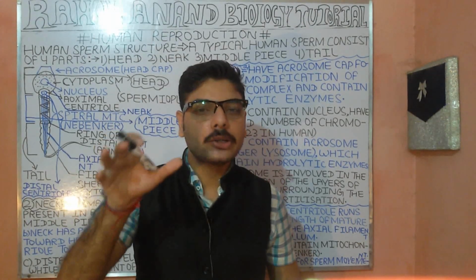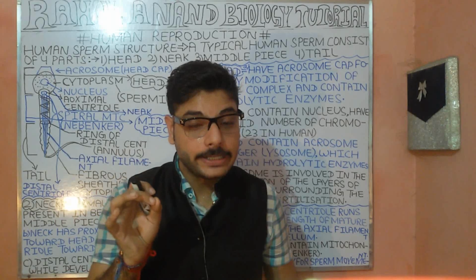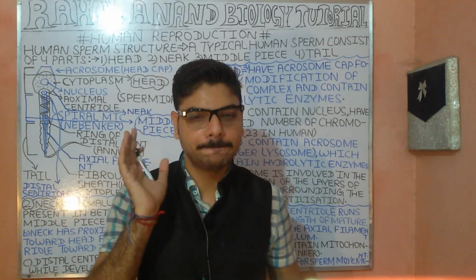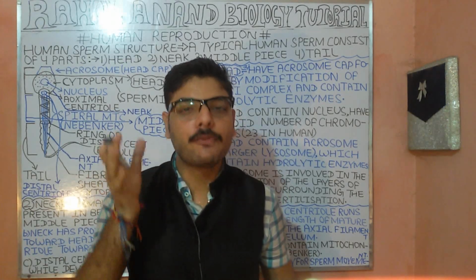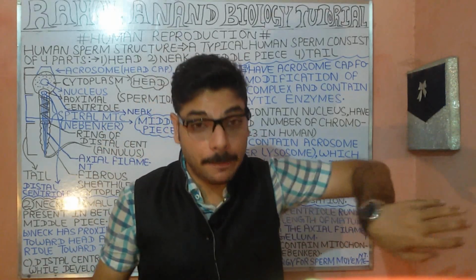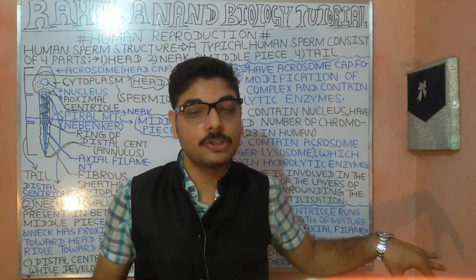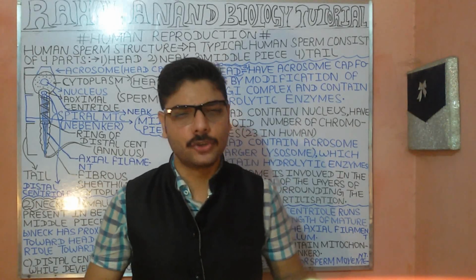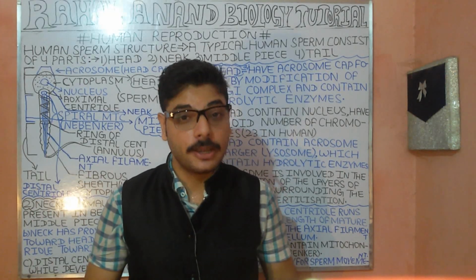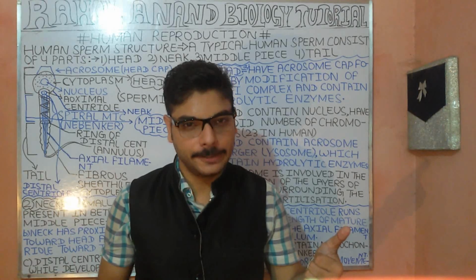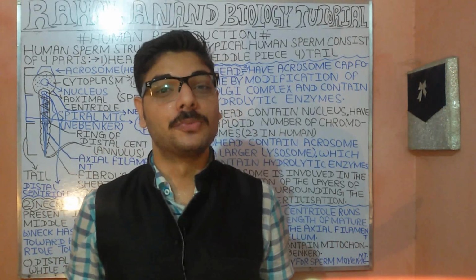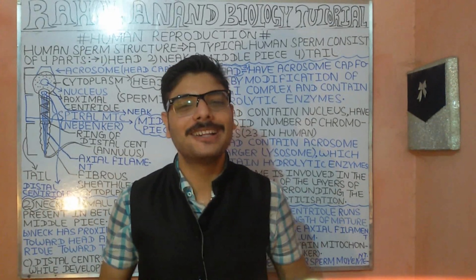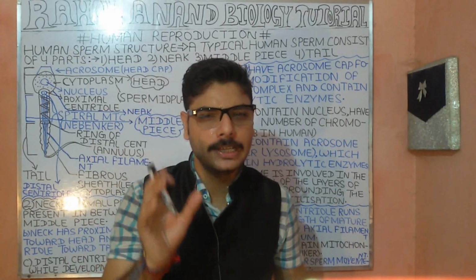Now, talking about the next feature, we were just understanding the acrosome, which is present in the head portion of the typical human sperm. It contains larger lysosomes. What are lysosomes? Remember, these are known as the suicidal bags. Lysosomes were discovered by C. D. Duve in 1955.